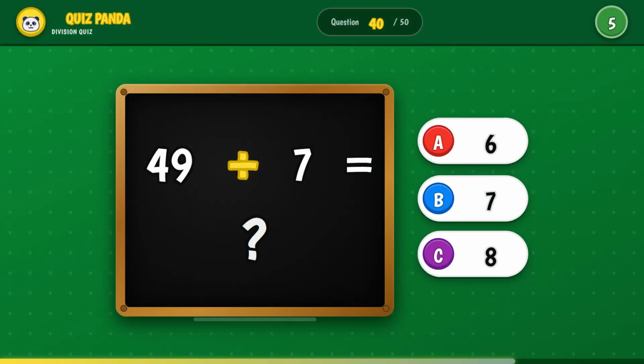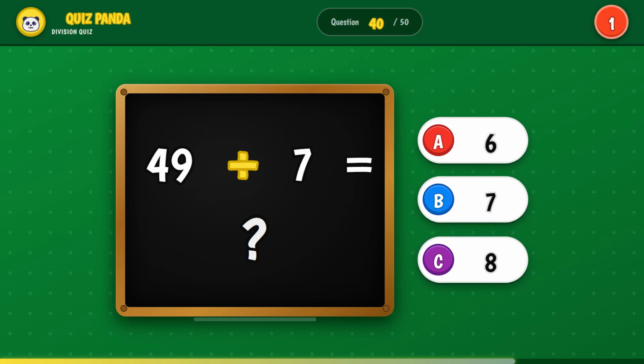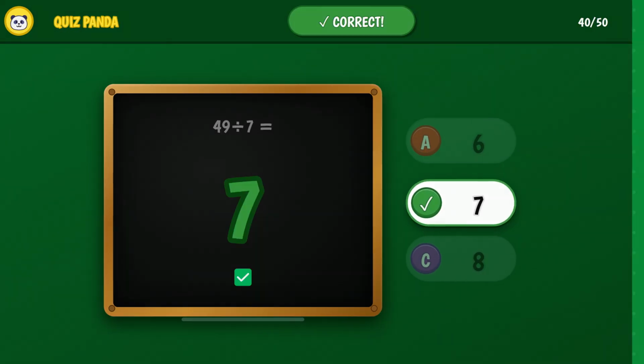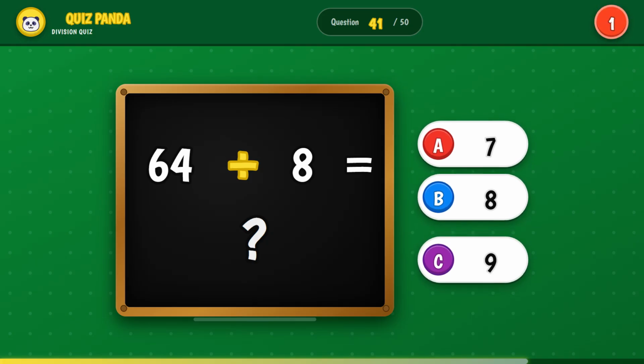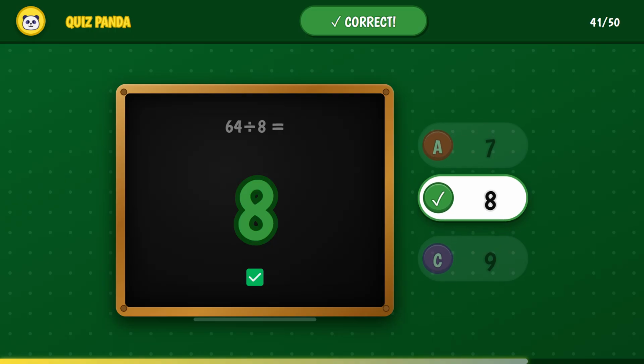Question 40. What is 49 divided by 7? The correct answer is B, 7. You are on fire. Number 41. 64 divided by 8 equals? The correct answer is B, 8.